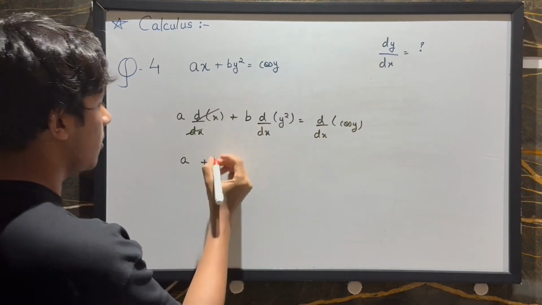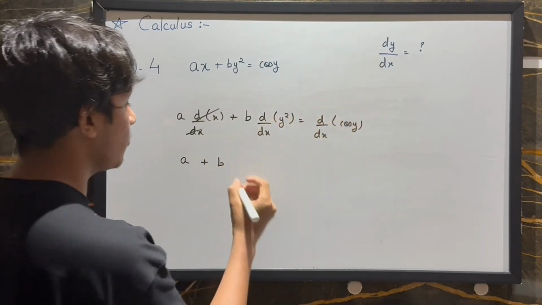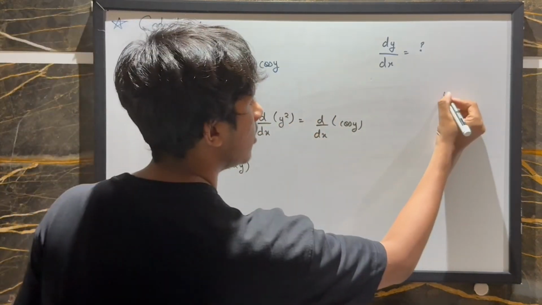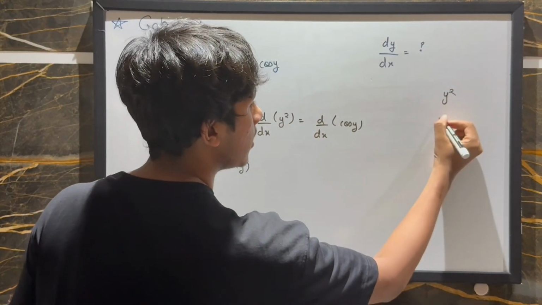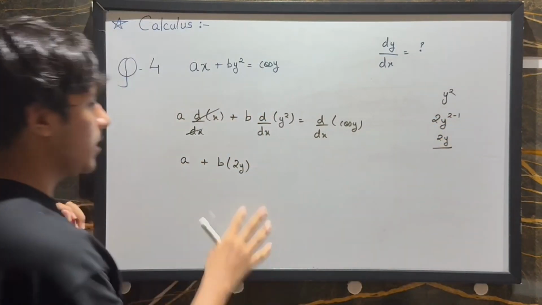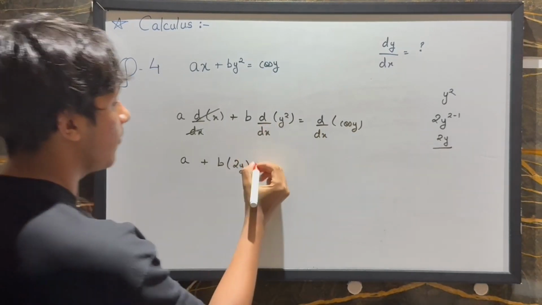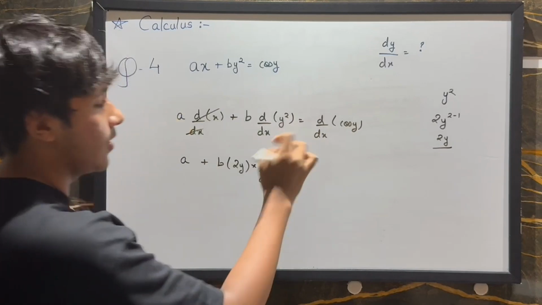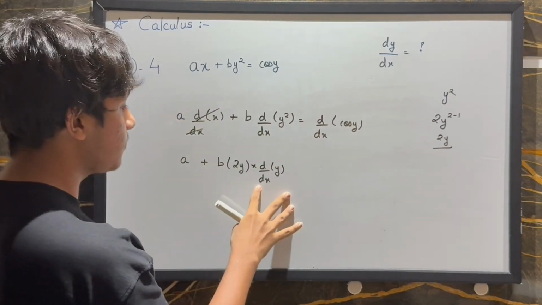So a plus b. Now differentiation of y squared would be 2y. We'll use that power rule. So y squared, if we differentiate, 2 will come to the front and y to the power 2 minus 1, which would lead us to 2y. So I wrote 2y here, and since we are differentiating this function with respect to x, we'll have to differentiate y as well, because we are using chain rule here.